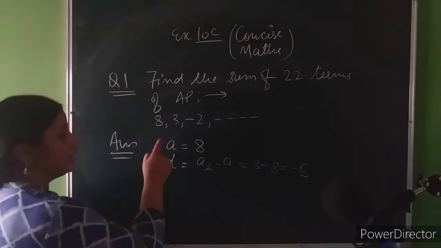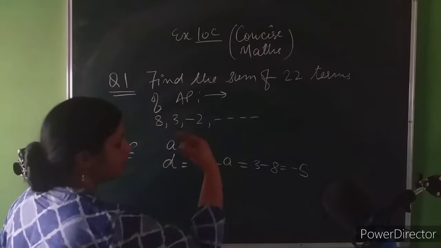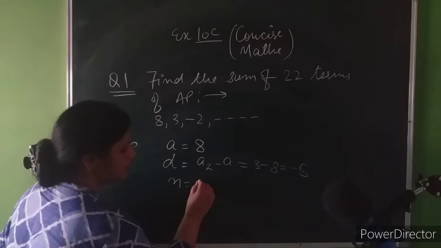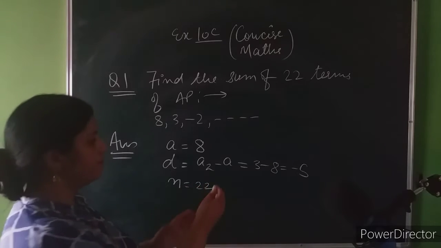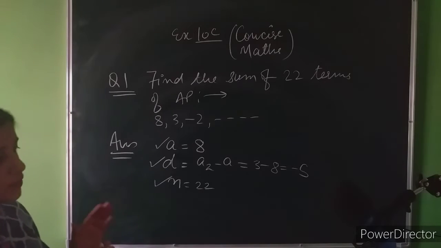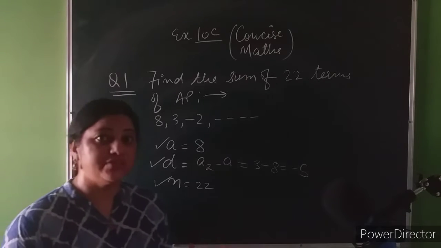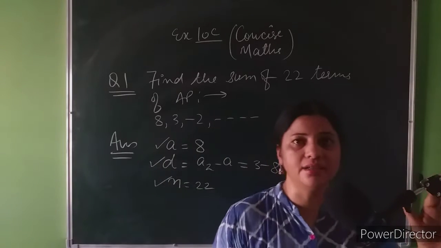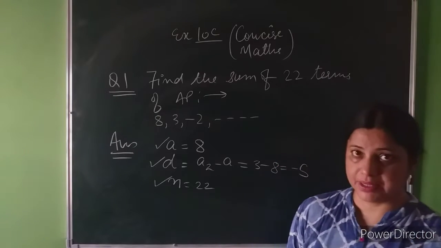right? Now, A and D are there, and what do we need more? We need N. What is N here? N here is 22 terms. Now, we have got A, we have got D, we have got N, and these are the only things which we need for finding the sum of n terms of an AP, right?